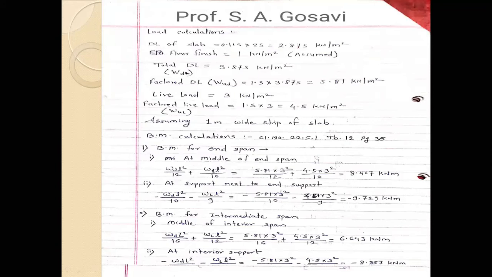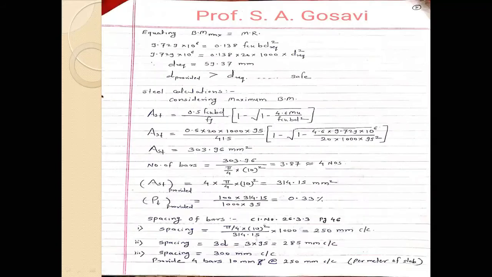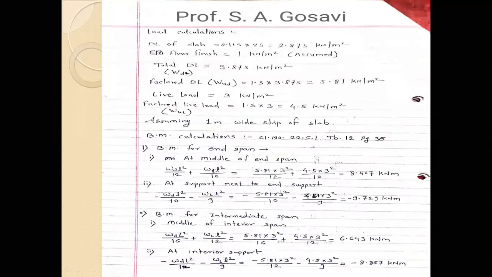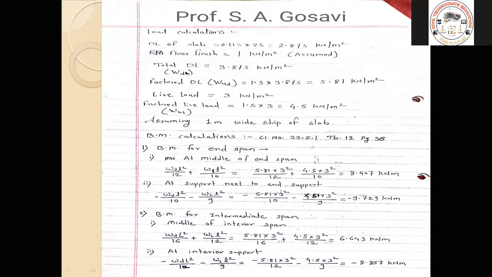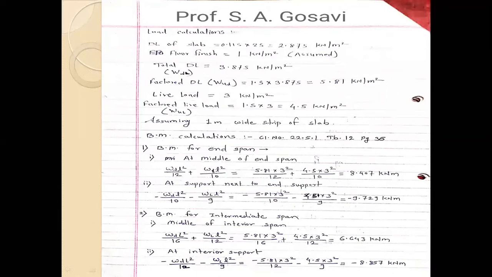Now coming back to this point, here they said the bending moment for the end span, at the middle of the end span. At the middle of the end span, the bending moment calculated is the sagging bending moment. The coefficient factors for that are 1 by 12 and 1 by 10. WL square is the common term.